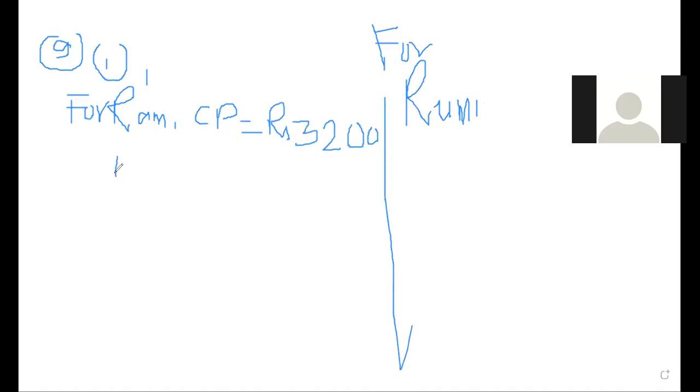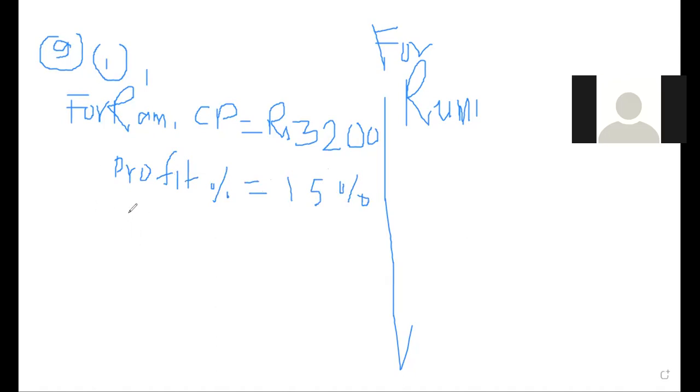What is the profit percent for Ram? 15%. Good. Profit percent for Ram is 15%. Ram has got a profit percent of 15%.